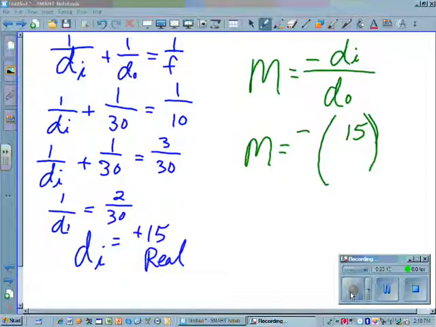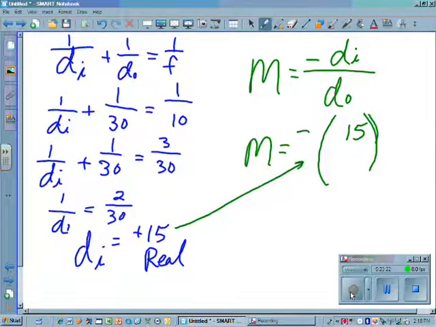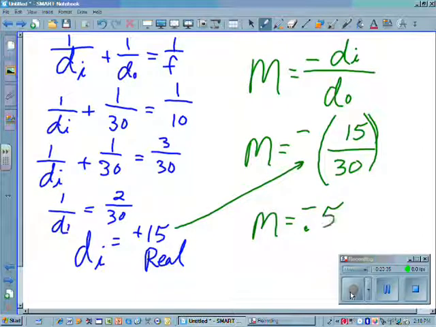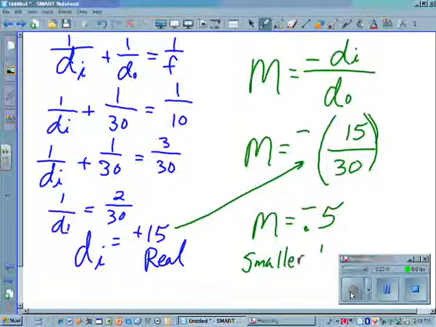Okay, so if I want to do the magnification, I'm just going to simply do negative di over do. Then I'm going to put in the image distance we just found. So this 15 we're going to bring up here. Remember, it's a negative 15 over the object distance, and the object distance was 30. And so what ends up happening is you end up having a negative 0.5. So what the heck does that mean? It means it's smaller, and it is inverted. You got it.